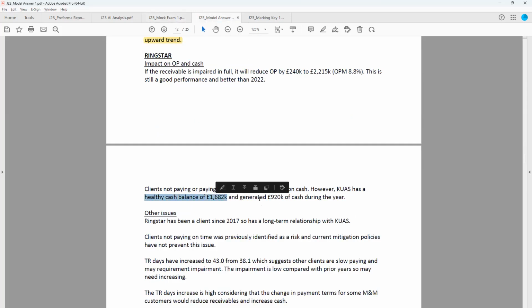So you could say a healthy cash balance generated a good amount of cash in the year. So it isn't going to have too significant an impact. Obviously, it has an adverse impact because they're not going to receive that amount as they were expecting. But we can see that the cash position is very healthy. So not receiving that amount when they thought they would hasn't had too much of an adverse impact.